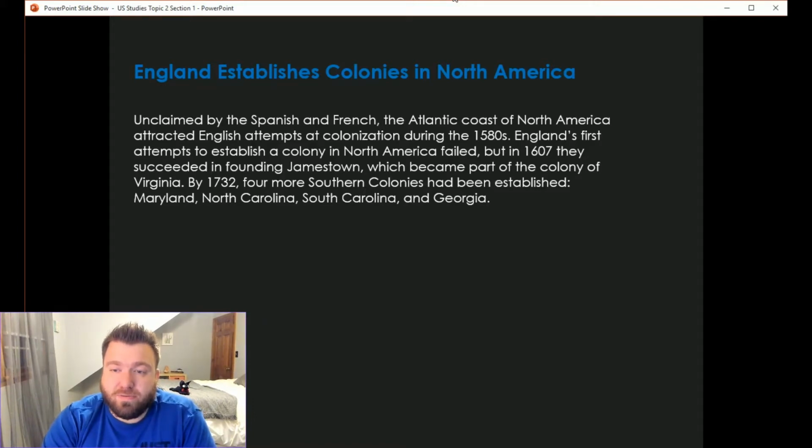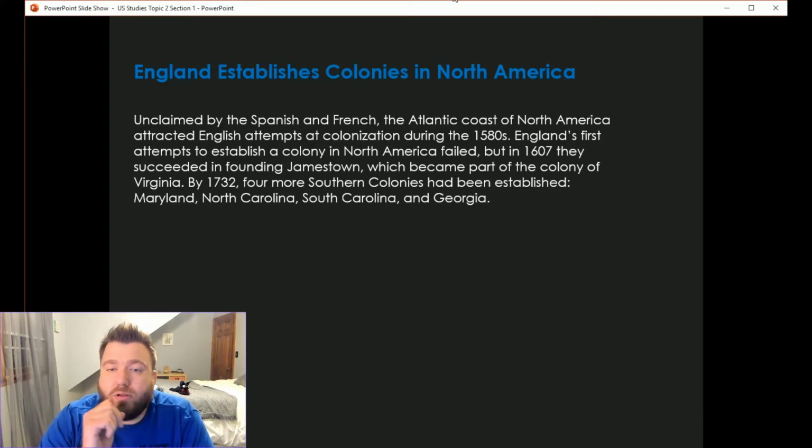England establishes colonies in North America. Unclaimed by the Spanish and French, the Atlantic coast of North America attracted English attempts at colonization during the 1580s. England's first attempts to establish a colony in North America failed, but in 1607 they succeeded in founding Jamestown, which became part of the colony of Virginia. By 1732, 4 more southern colonies had been established: Maryland, North Carolina, South Carolina, and Georgia.